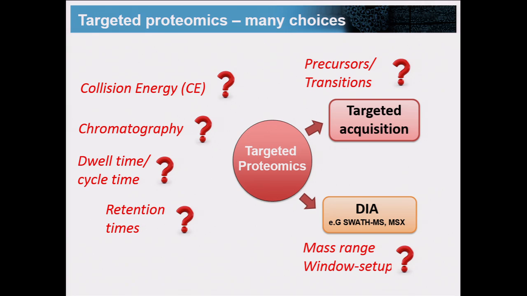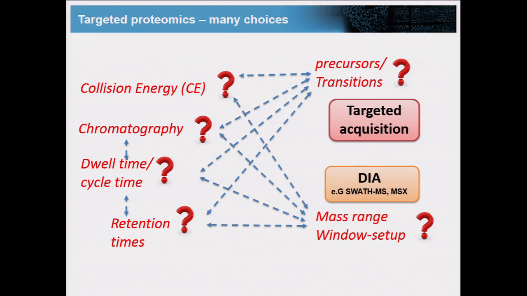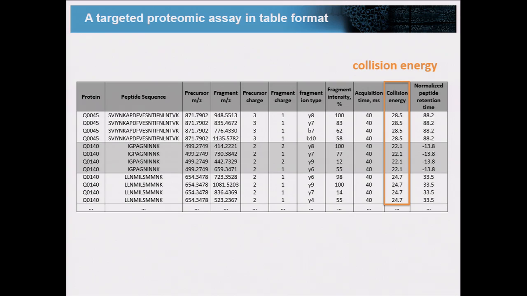Collision energy, chromatography, dwell time and cycle time, retention times. Tina very briefly touched on these points. I would like to extend a bit on each one of these points, just to make it clear so that it's always in the back of your mind how we refer to these various parameters. And of course, these are all relevant both for targeted acquisition and data-independent acquisition. They will have importance and effects on both types of acquisition methods.